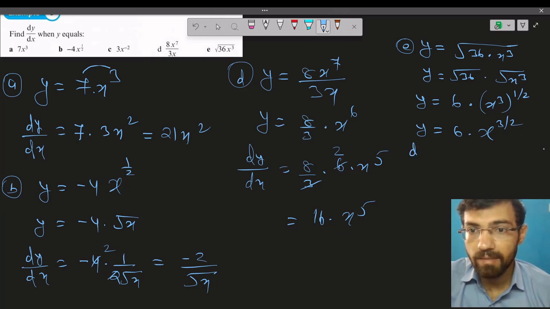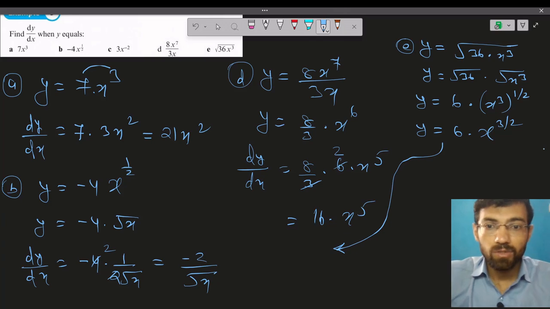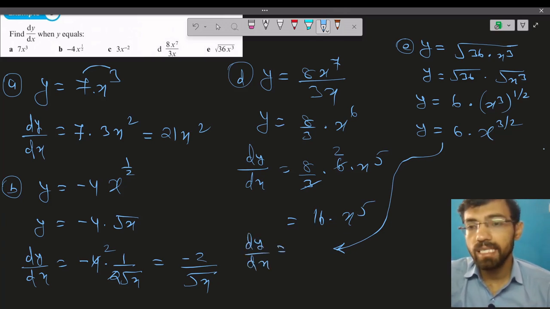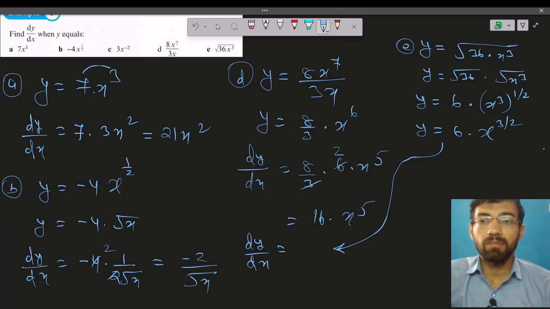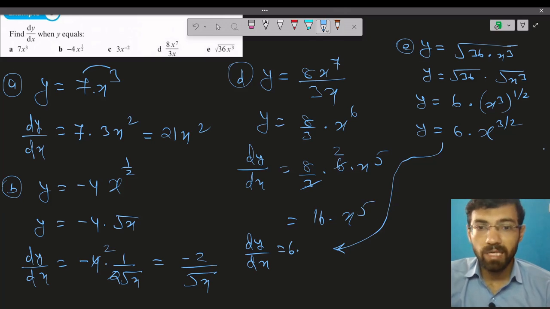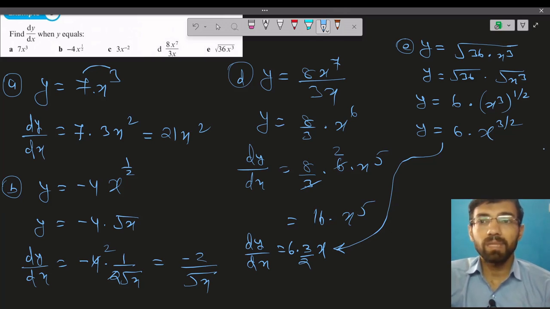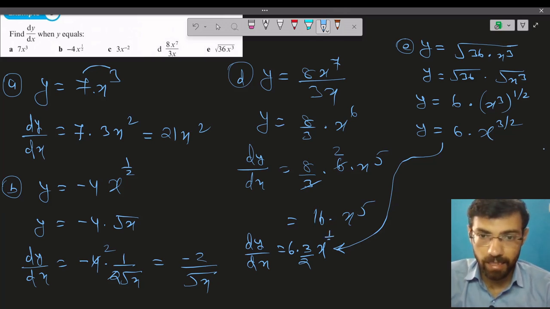So if I differentiate my dy by dx, let me solve. dy by dx equals to 6 is a constant. Right now my RHS is in the form of k into some x raised to n. So 6 will be here only, and then differentiation of x raised to 3 by 2. I think we know the power jumps off and it decreases by 1. 3 by 2 is nothing but 1.5, and 1.5 minus 1 is 0.5, that is half. So I will write it as half only.